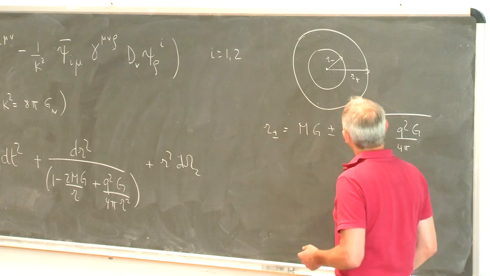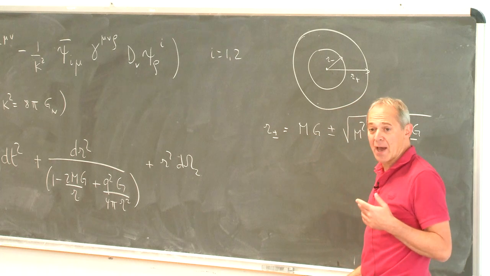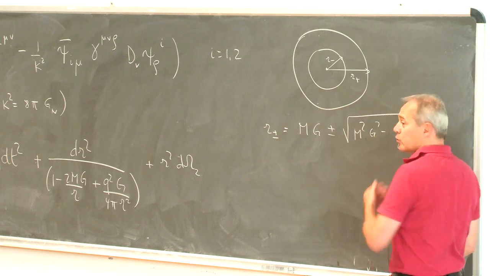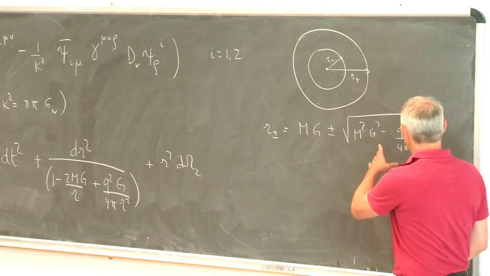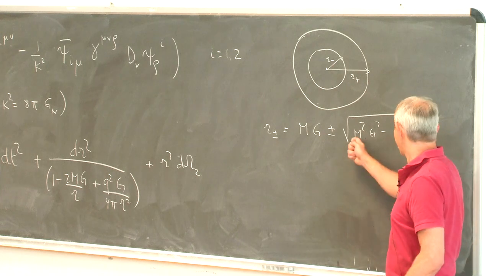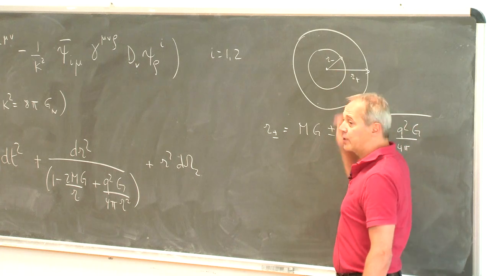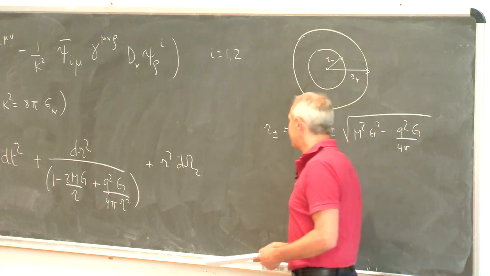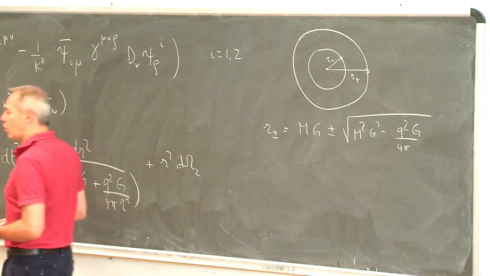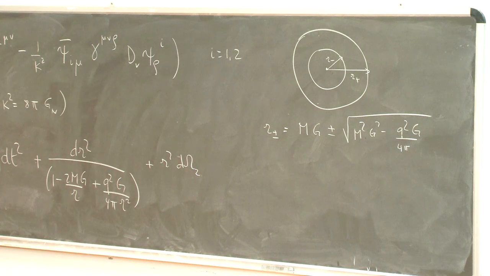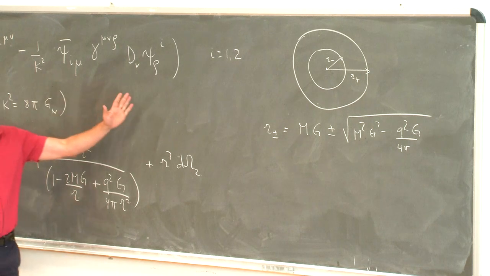And so you see that something special happens when this square root is equal to zero. This happens essentially in the appropriate units when the mass is equal to the charge. Then the square root is zero, and the outer and the inner horizon coincide. That is the solution also that is called the extremal solution. And if you embed this in supergravity, which is the case here, it preserves half of the supercharges.